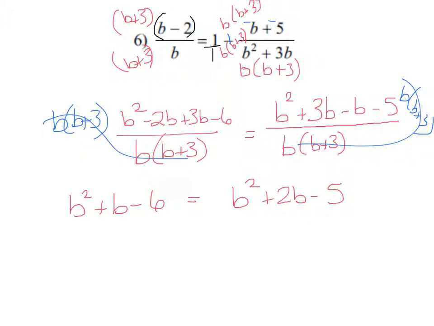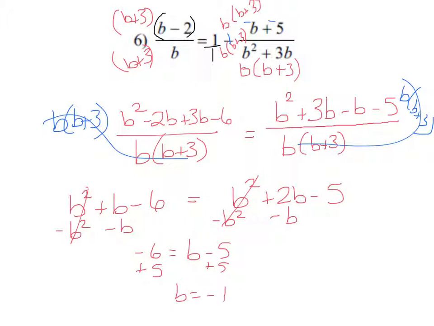All right, since these are quadratics, I'm going to want them to equal 0. So my first step would be to get everything on one side. But look what happens when I get those b squareds on the same side. They actually are going to end up canceling out. So I really don't have a b squared. I have a b minus 6 and a 2b minus 5. That's not a quadratic to factor. Let's just get the b's together. So b would equal negative 1.